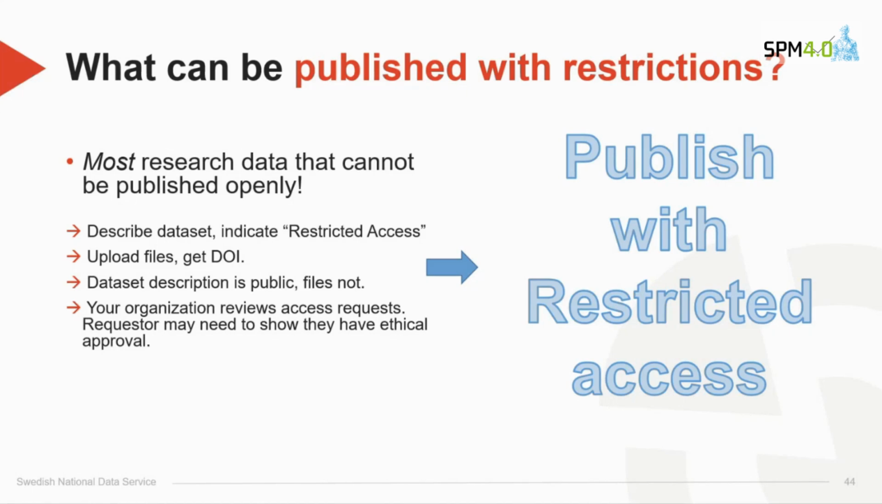Importantly, you still get a DOI. That's the important thing. When you publish with restricted access, your data set gets a DOI, the data files are preserved, and you can cite your data set.